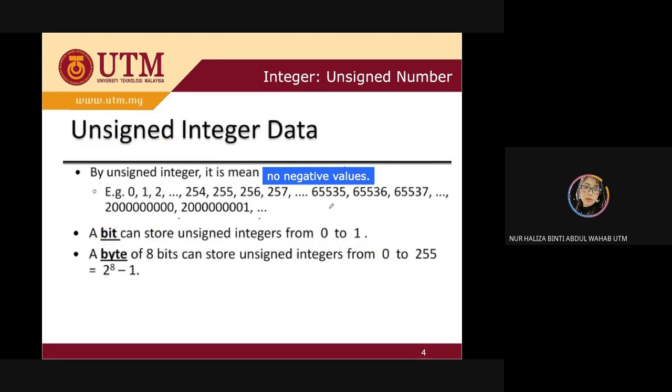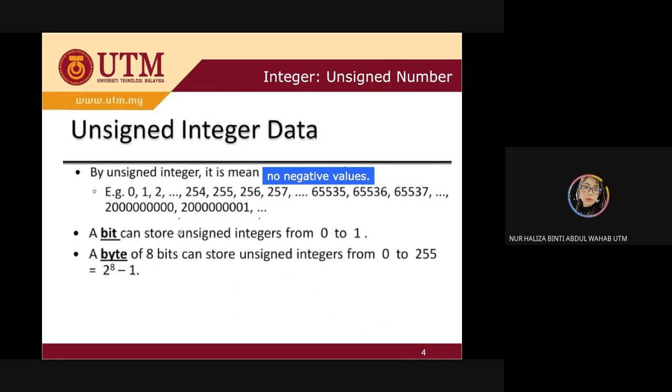So let's say we have 3 bits. Our lower bound will always be 0, as mentioned, and my upper bound will be 2 to the power of n, which is 3, minus 1. We get 7. So our range will be from 0 to 7. This is our lower bound, this is our upper bound.